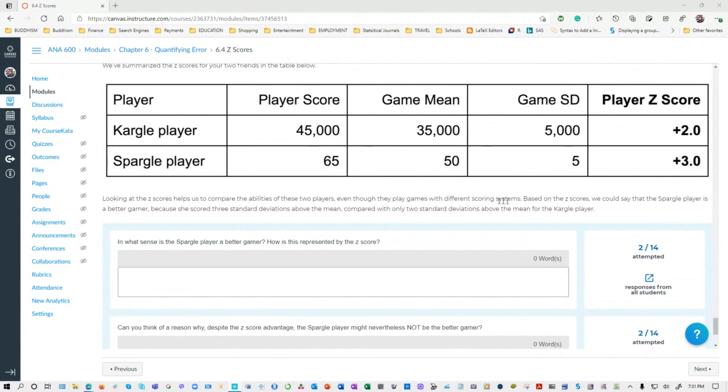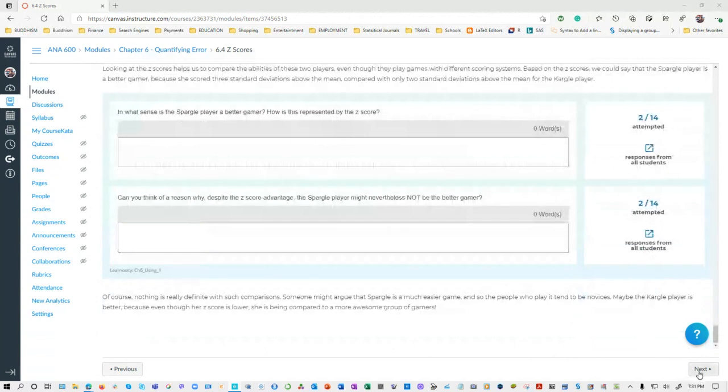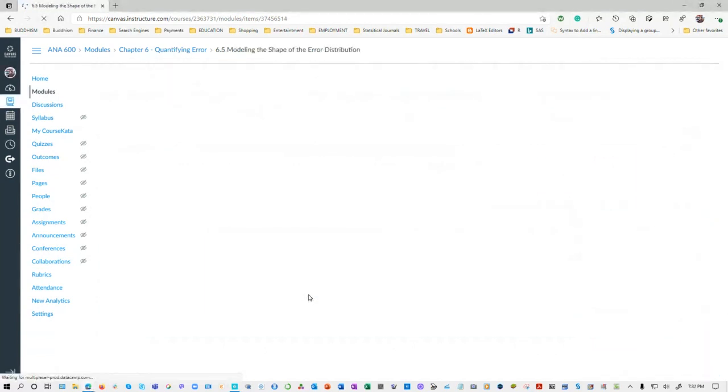Even though they play games with different scoring systems, based on the Z-score, because it has been brought into common ground, this guy has a score of 45, this guy has a 65, that doesn't mean that he's playing poorly. It depends on the average and the standard deviation of that particular data set. This one has a larger standard deviation, he has a Z of 2.3, so that Spargyle player is playing very good.